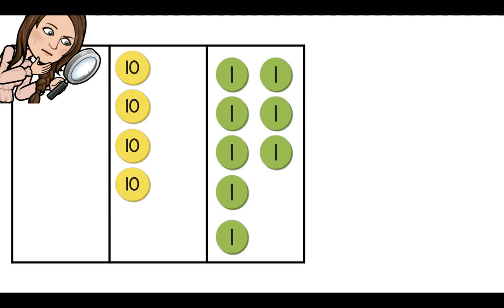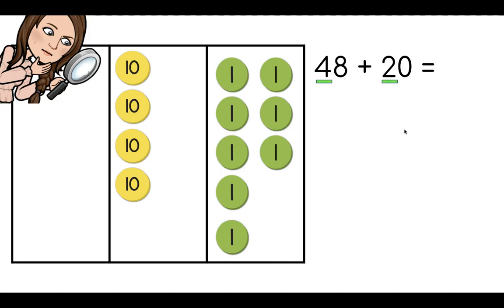4 tens, 8 ones, the number 48. I want to add 2 more groups of 10. That would be the same as adding 20. Remember, 2 groups of 10 is equal, the same, or equivalent to 20. We would write the math sentence 48 plus 20 equals.